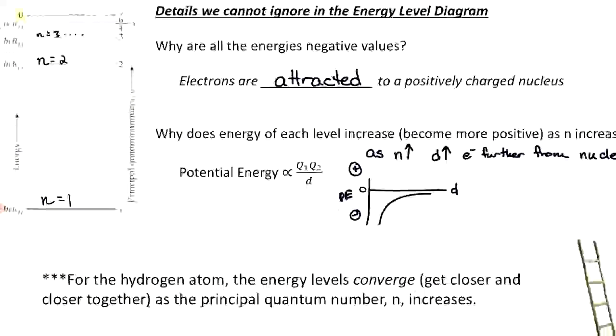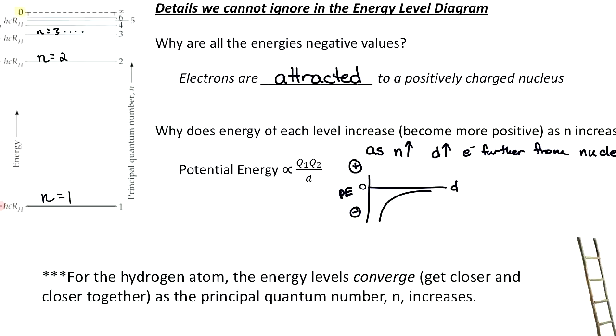Let's go into a little bit more detail of that here in this second slide, right? So, details that we can't ignore about energy levels here. If you look on the left side of this slide, I have those energy levels written, but I want you to notice what the energies of these different levels are. Notice that there aren't actually any numbers here. It's just some numbers and a constant, the Rydberg constant. But what you see is that all of these energies for these different energy levels are negative values.